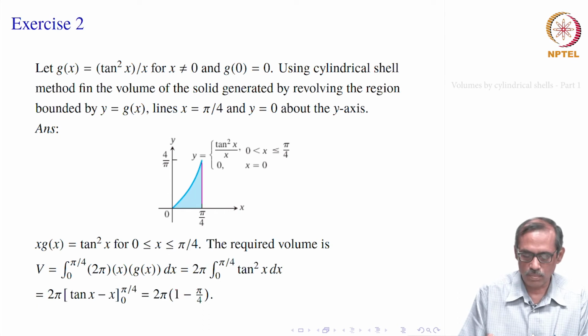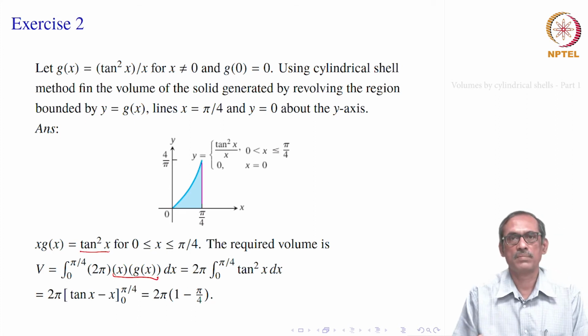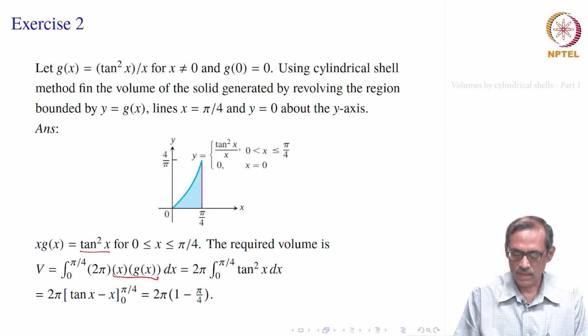So, that gives you 2 pi integral 0 to pi by 4, x g x is really tan square x. We have avoided that g 0 equal to 0 thing by considering x g x at a time, which is tan square x from 0 to pi by 4. So, we get 2 pi integral 0 to pi by 4 tan square x dx. So, how to get the integral of tan square x?